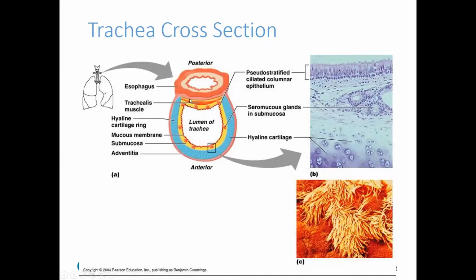Now, this is the ring. This is what it looks like if we're looking at it from a very unusual angle. But here is the front of the trachea. There's the lumen. This is the trachealis muscle right up in here. We use that when we cough to clear mucus and other stuff out of our airway. And then, of course, this is the esophagus from the back side right there.